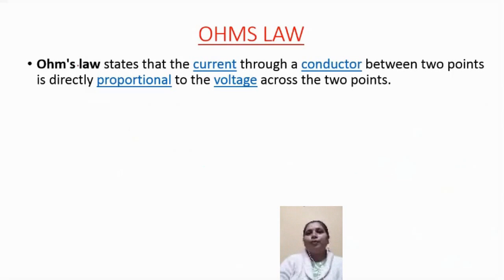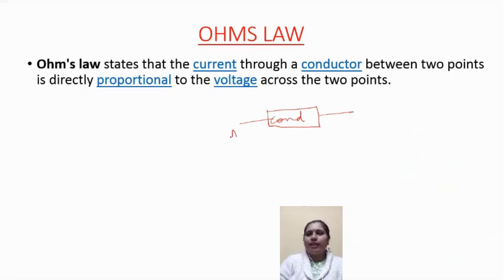Okay, so try to remember this statement: Ohm's law states that the current through a conductor between 2 points is directly proportional to the voltage across the 2 points. So let me draw a conductor like this. A conductor is nothing but a material which allows the flow of current, right? This is the conductor. So the current flowing through a conductor between 2 points.